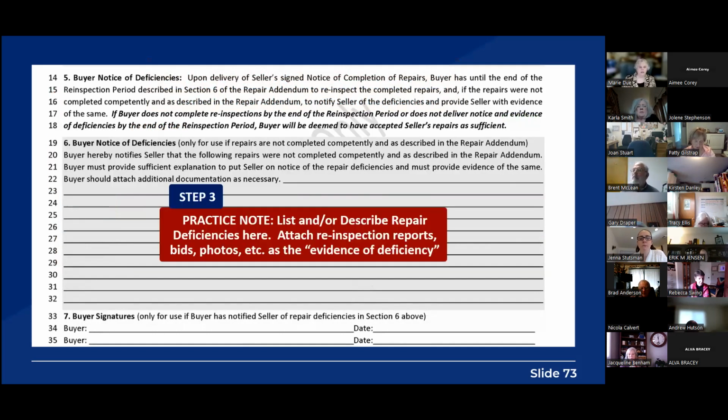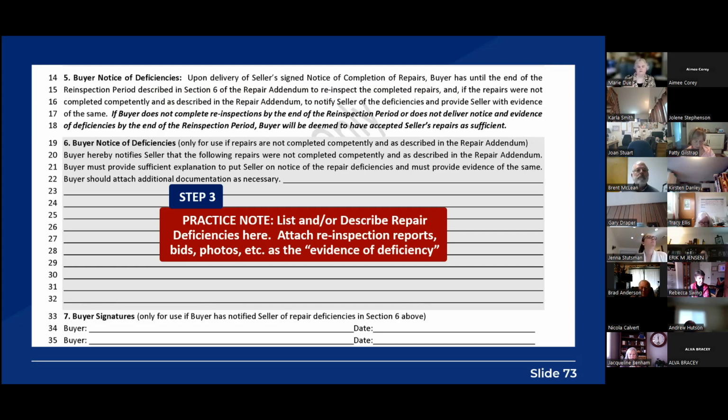So step three is spell it out, be very specific. And also notice in the wording, they only have the ability to reinspect those items that were requested for repairs. It does not say, hey, we also want to add in this.